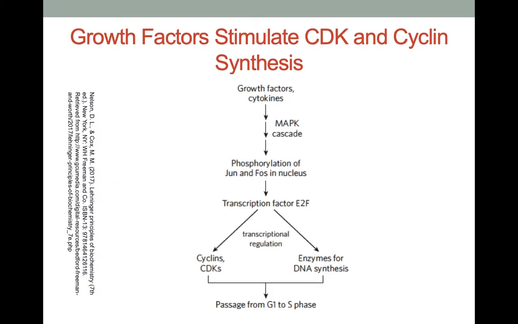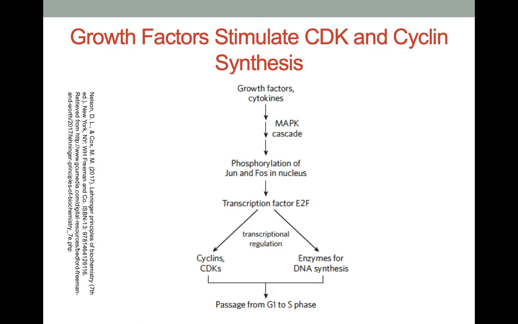The next method we can use to regulate our CDKs is through growth factors stimulating CDK and cyclin synthesis. The cell cycle can be regulated by manipulating the rate at which both CDK and cyclin are produced. So if we need these factors to make the cell cycle go, as we produce them, we're going to control whether the cell cycle is going or not.